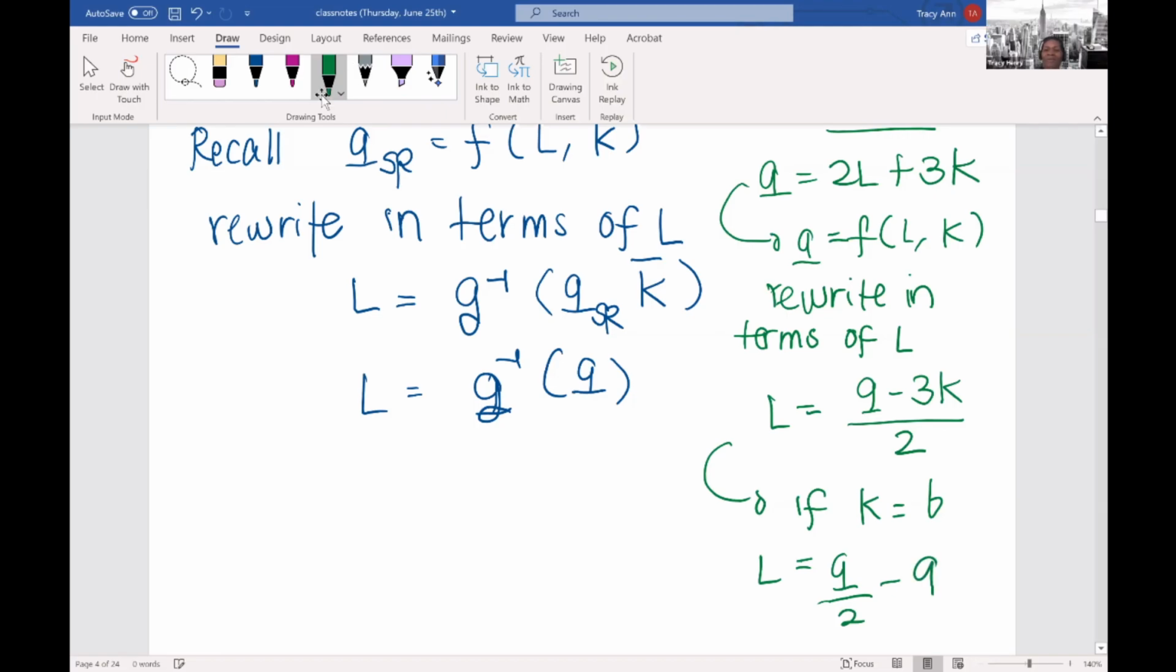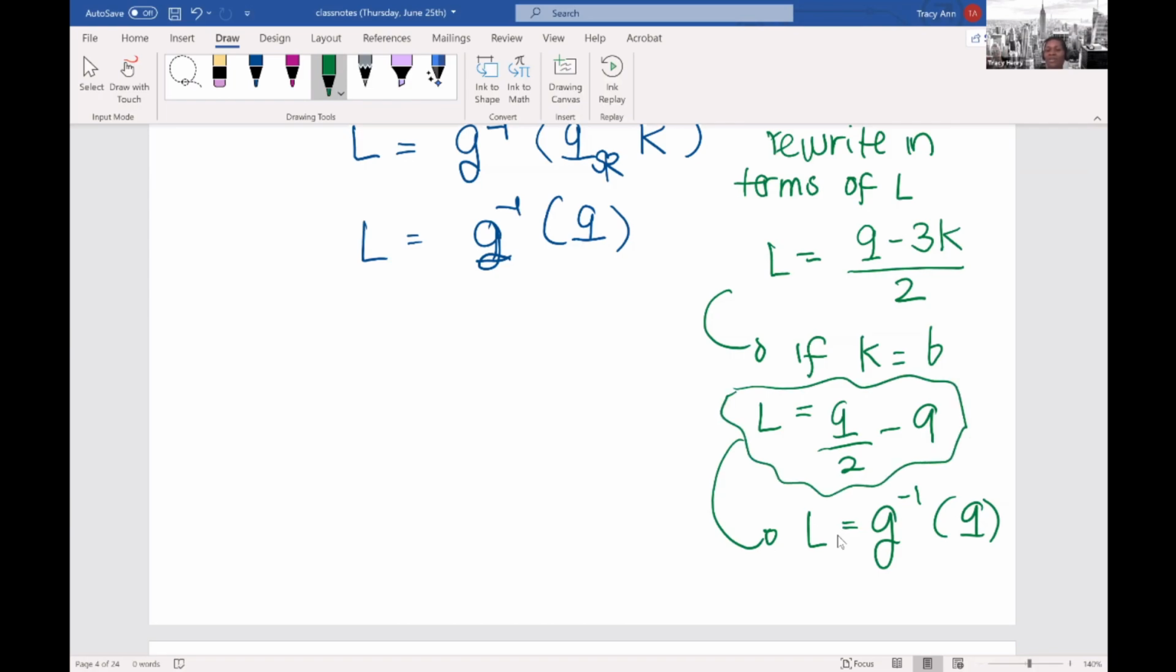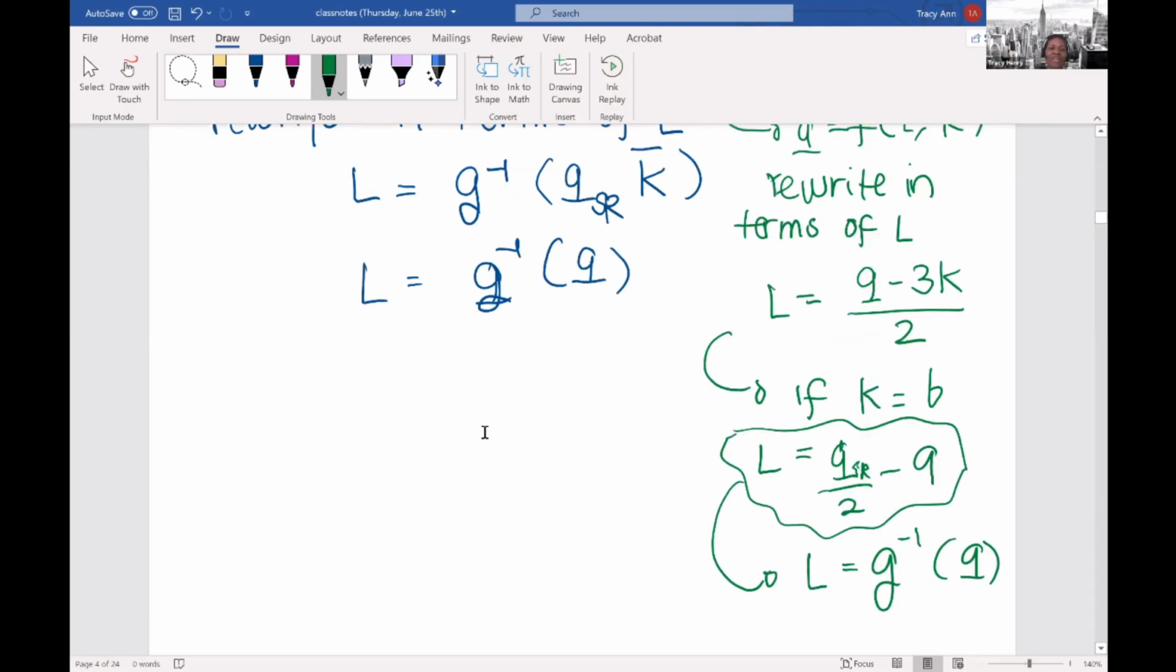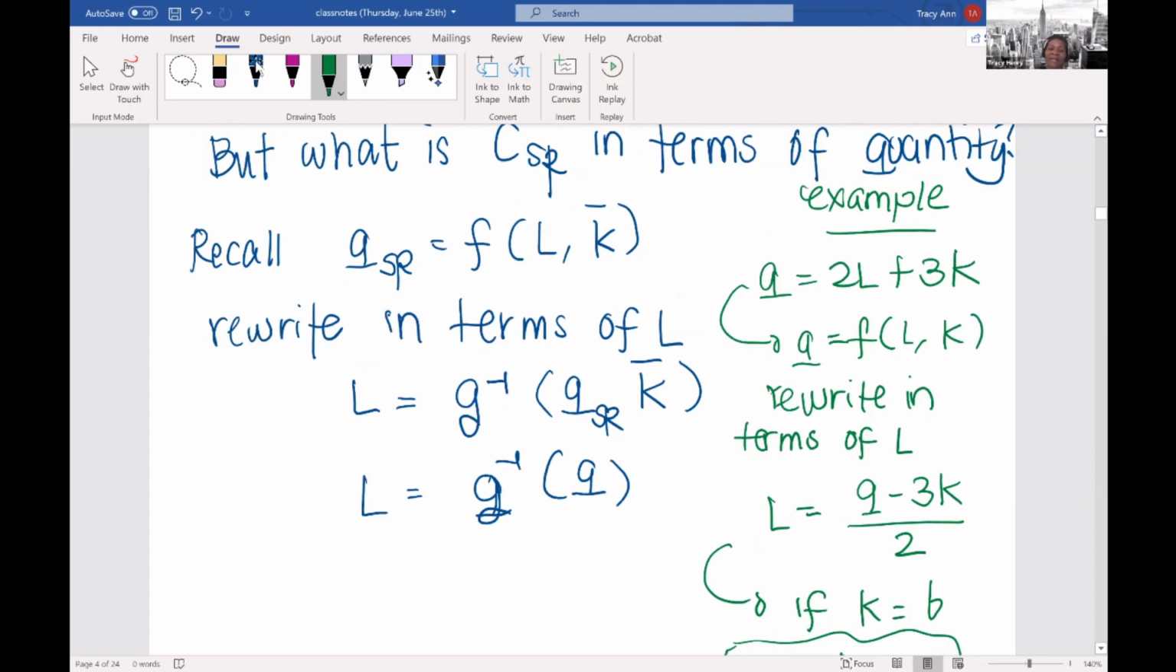And that would be my function L as a function of just Q. So I would get L as a function of just Q here, because I'd have L is equal to Q, my QSR, whatever that is, over 2 minus 9. So if I get L as a function of Q, then I can substitute this into my cost function.